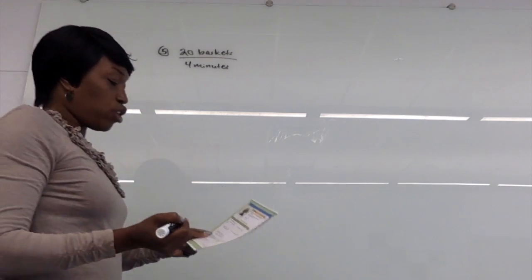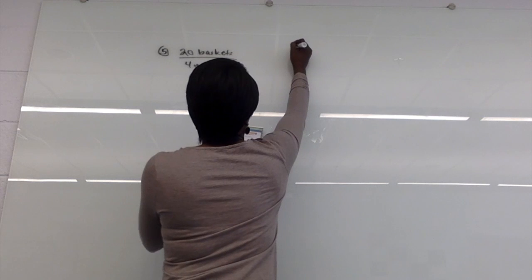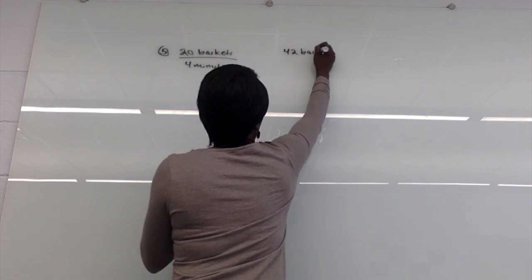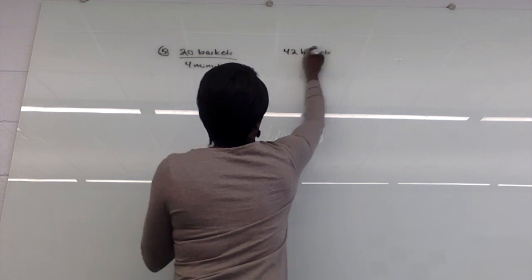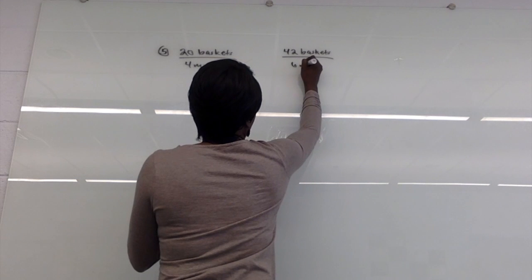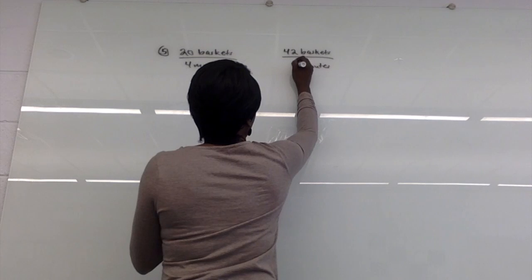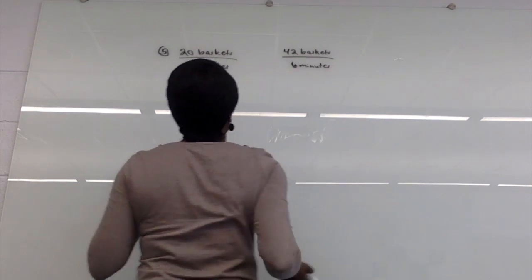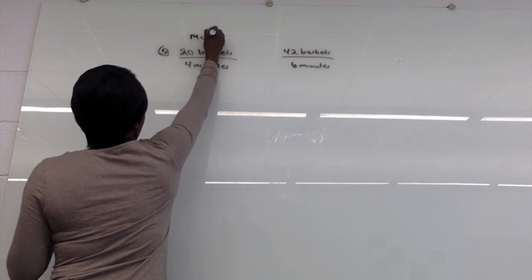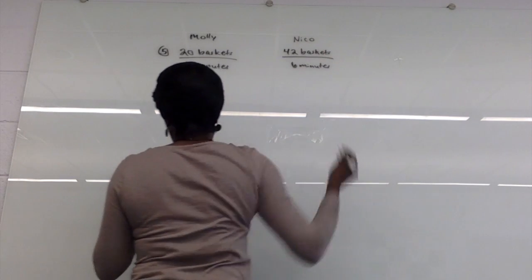Nico shot 42 baskets in 6 minutes. So I'm going to come over here for Nico and put 42 baskets for 6 minutes. Now, I'm just going to come up here and label, so I'll have all my information. That's Molly, and this is Nico.